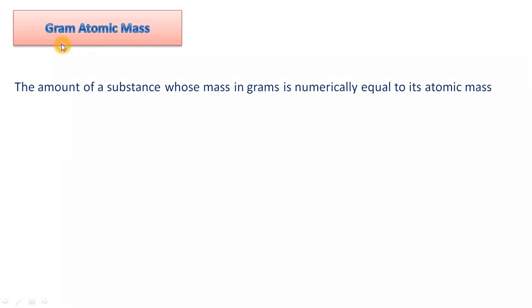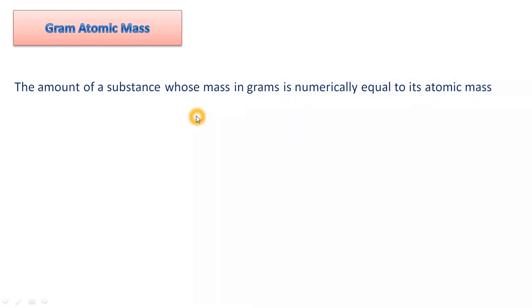Now we know that gram is the unit of mass and its symbol is g, right? Now, what is gram atomic mass? The amount of substance whose mass in grams is numerically equal to its atomic mass. That is called gram atomic mass. That means whatever be the atomic mass of a substance, whenever we express the atomic mass of a substance in grams, that is called its gram atomic mass.